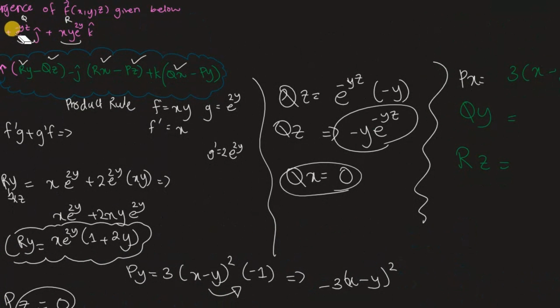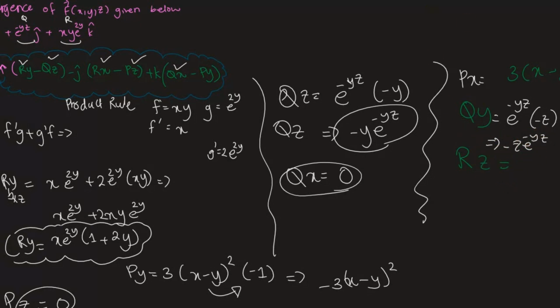Q is e to the power of negative yz. We are differentiating with respect to y over here. Like I explained before, we write the same thing, e to the power of negative yz, and multiply by the derivative of the inside function. This is going to be 1 and this is a constant, so negative z. So this leads to negative z e to the power of negative yz.